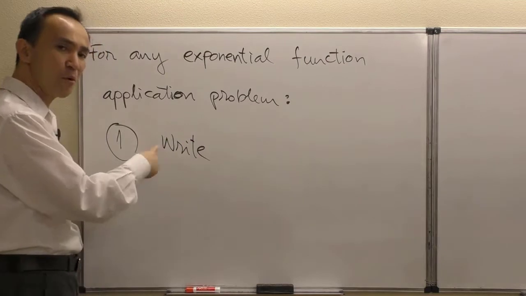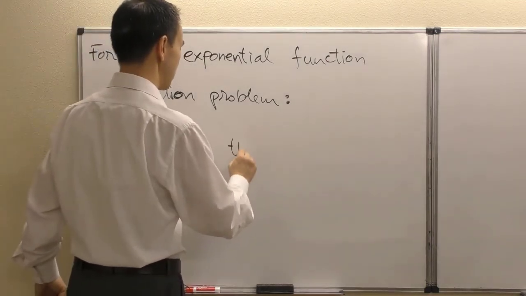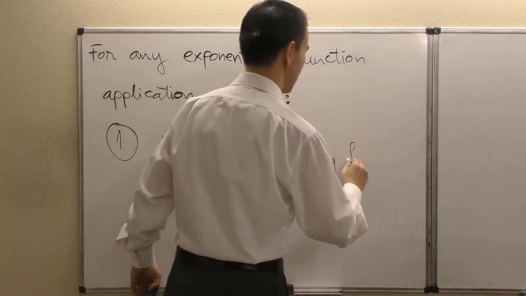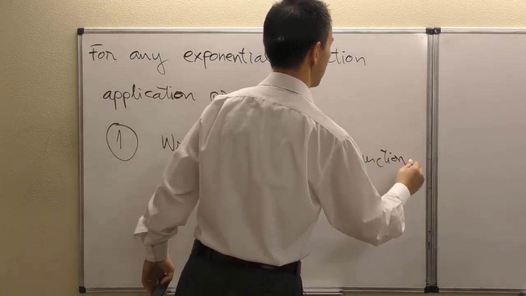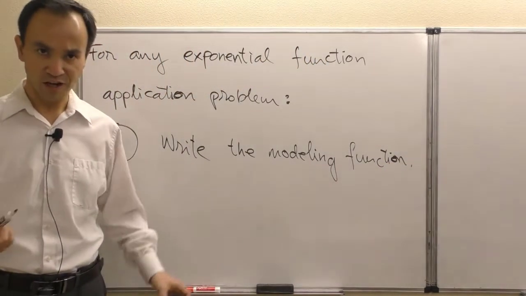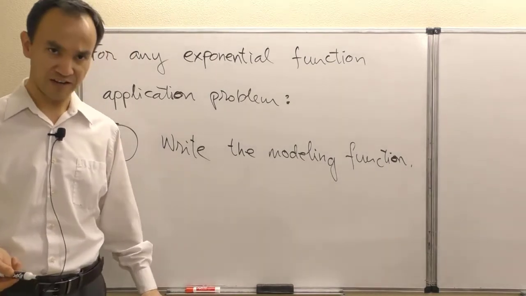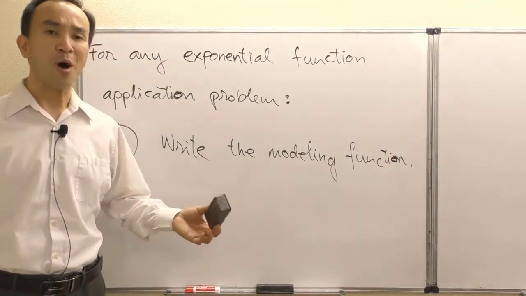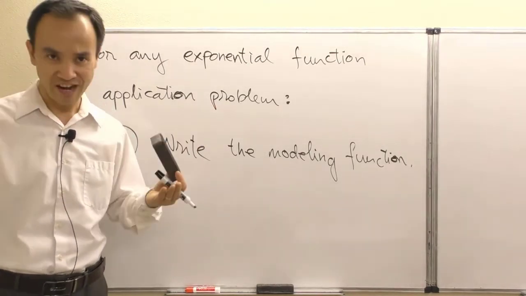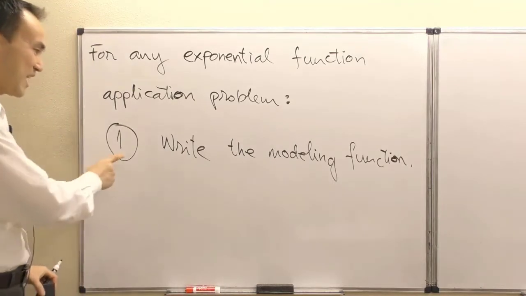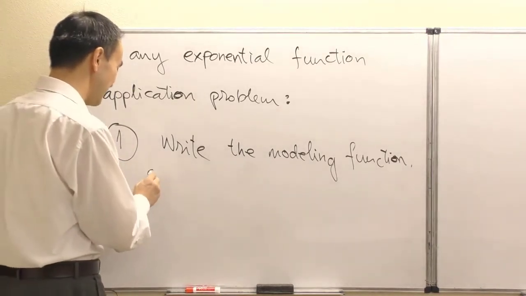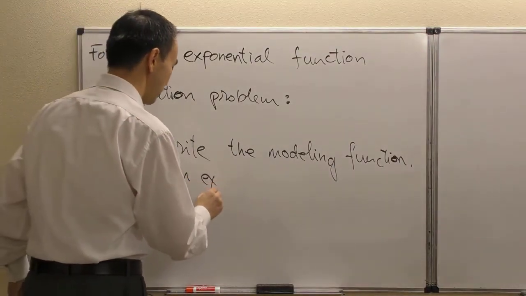So the first important step is to write the modeling function. The first important step is to write your own modeling function, and of course here we're talking about the modeling exponential function that models your quantity, your population, whichever is growing or decaying exponentially. So that's step one: write the modeling function, as an exponential function, of course.